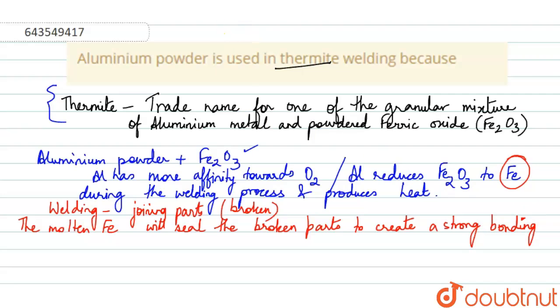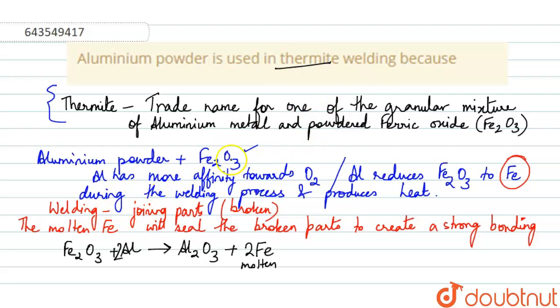So what is the reaction? Let us see the reaction. The reaction is Fe2O3 plus aluminium powdered will give Al2O3 plus molten Fe. This is molten and it will help to join the broken parts or seal the broken parts. So that is why aluminium powder is used in thermite welding.